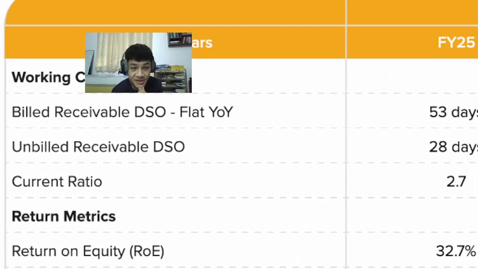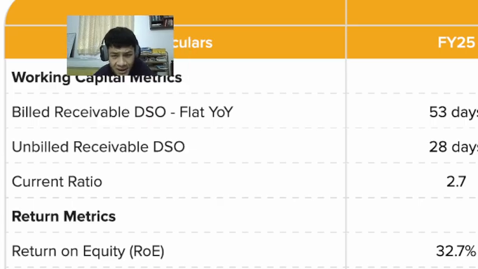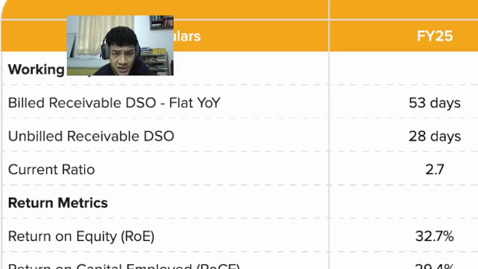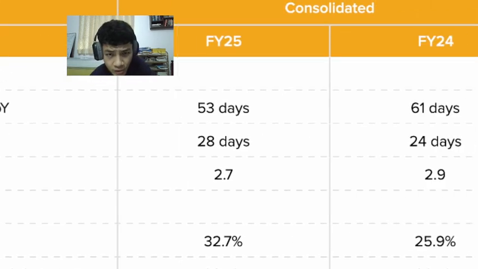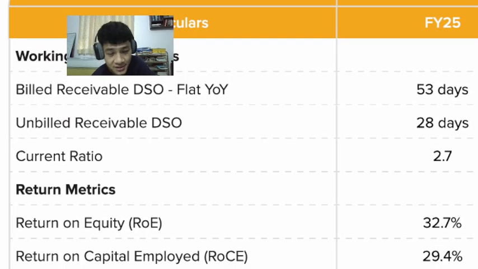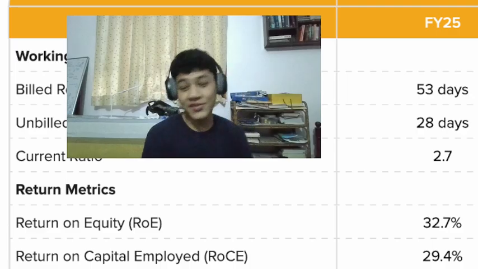Billed receivable DSO. DSO is days sales outstanding. This is billed and unbilled receivable. I believe this is basically how much time the company takes to collect money from its customers. So the receivables that have been billed, it takes 53 days to get the money back from the customers. Unbilled receivables, it takes 28 days. Pretty small actually. So that was all for the tech. Let's not ramble more.